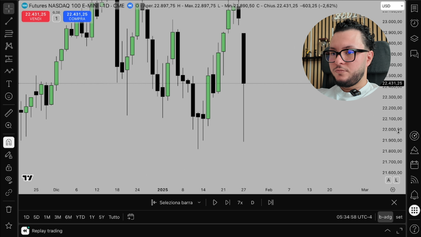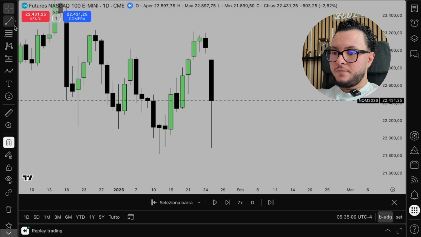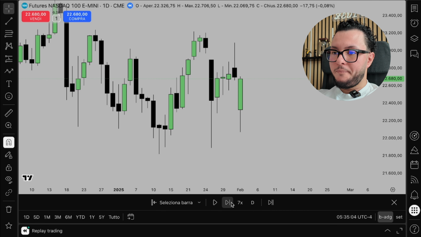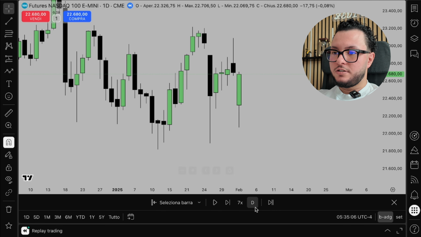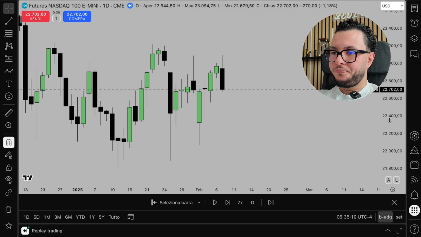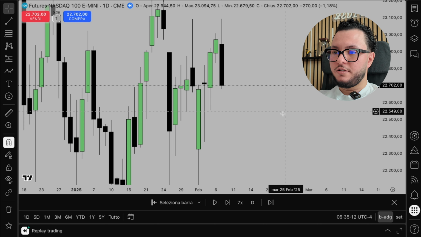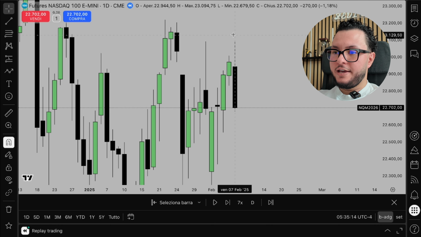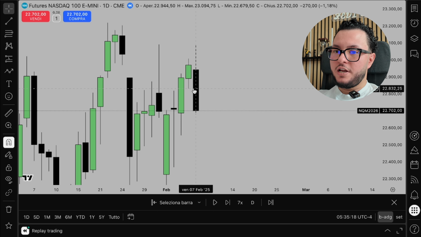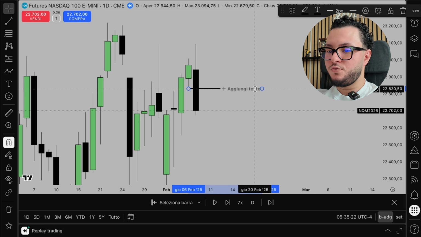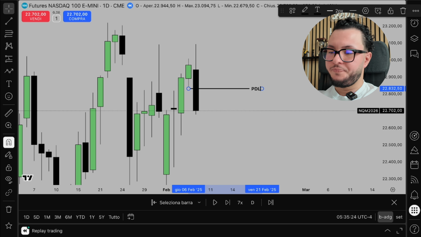So let's find another candle that is more clear, and we can see stuff like that. Okay. This is a bearish candle: open, high, low, and close. This is the previous daily high. This one is the previous daily high. This is easy. Every one of you knows these things.